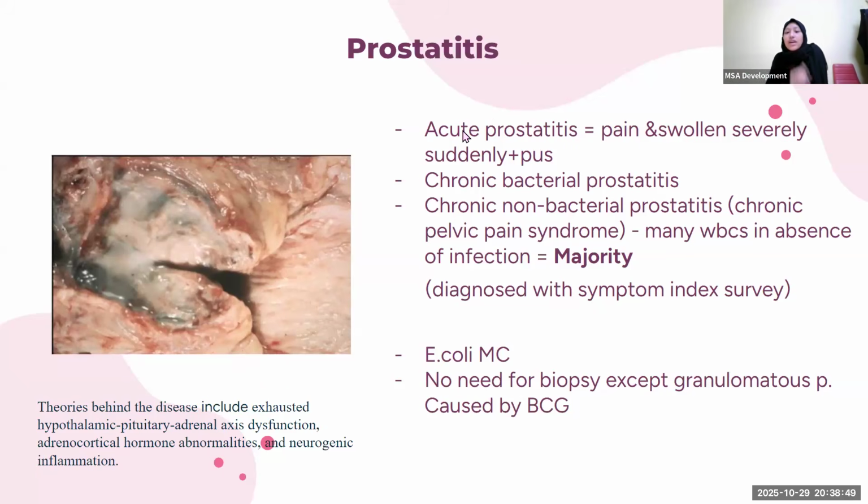Prostatitis, which is infection, we have acute prostatitis and chronic prostatitis, infection everywhere. This one is acute because it has pus-like structure and discharge. It's most likely acute. And it can be caused by bacteria, infection, a lot of things. There is chronic non-bacterial prostatitis, which is not due to bacteria, but it has a lot of WBCs in absence of infection. This is surprisingly the majority of prostatitis.